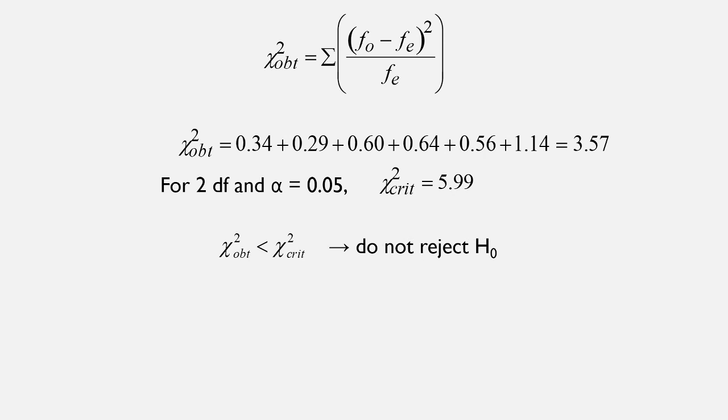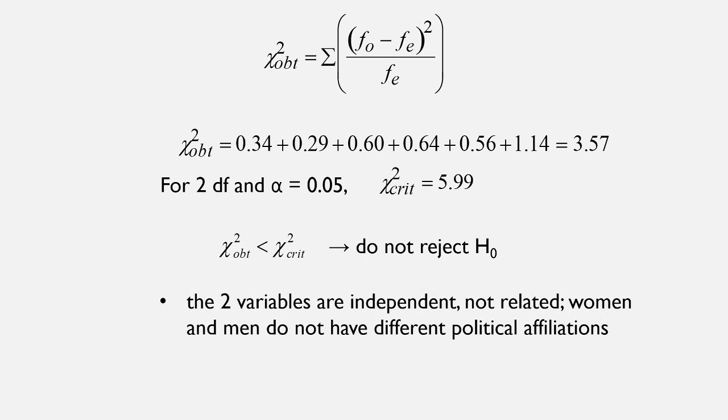So what does a null two-way chi-square tell you? It tells you that your two categorical variables are not related. They are independent of one another. Women and men do not differ in political affiliation breakdown.